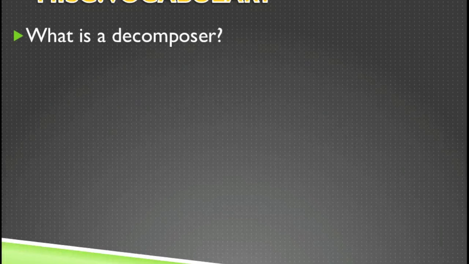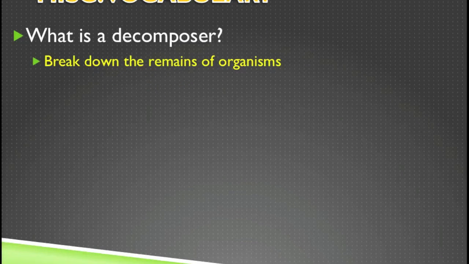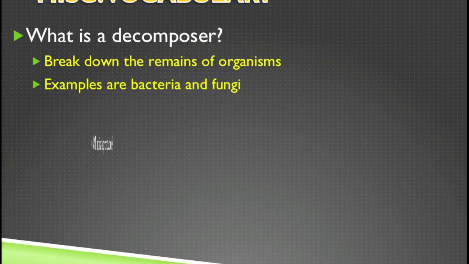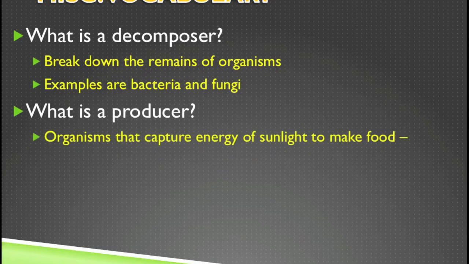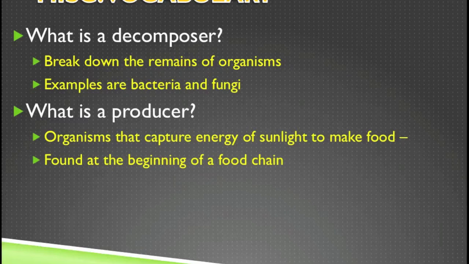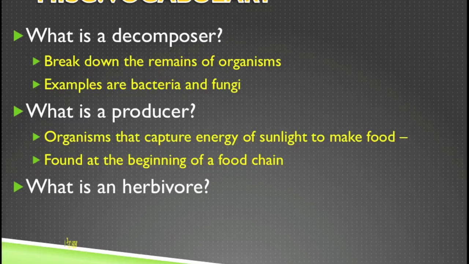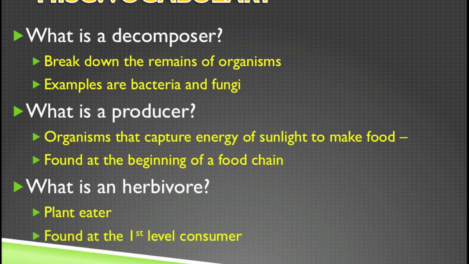Miscellaneous vocab. What is a decomposer? They break down the remains of organisms. Examples are bacteria and fungi. What is a producer? Organisms that capture energy of sunlight to make food. And these are found at the beginning of a food chain, like we showed you on the previous screen. What is an herbivore? That's going to be a plant eater, and that's typically found at the first level consumer.